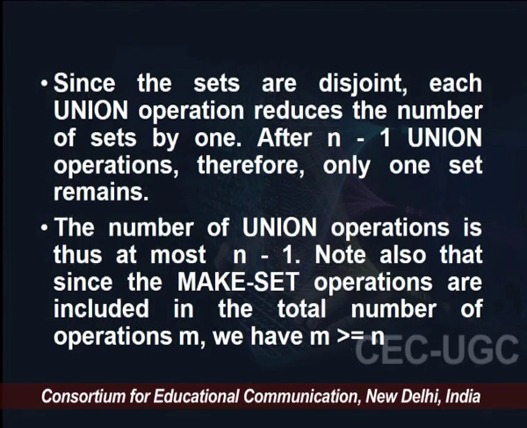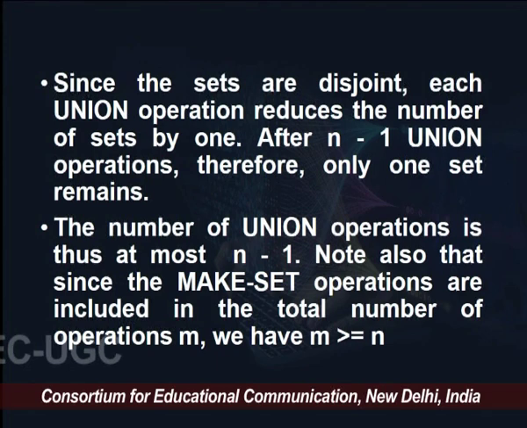Therefore, only one set is going to remain, and the number of union operations can be at most n minus 1. Also, since the make set operations, which are denoted by the number n, are included in the total number of operations m, we have m greater than or equal to n.